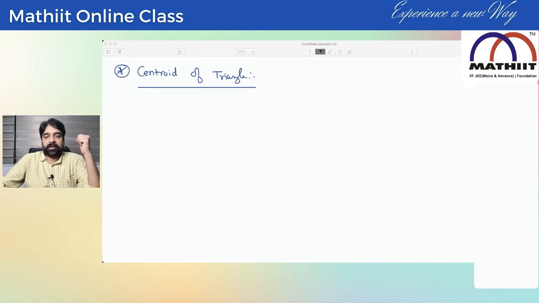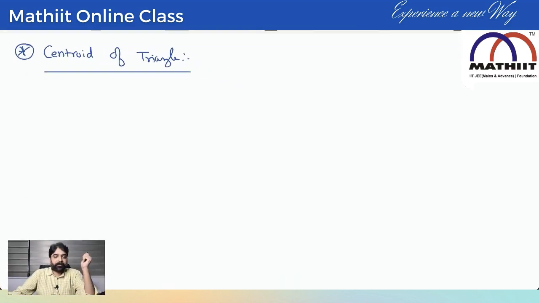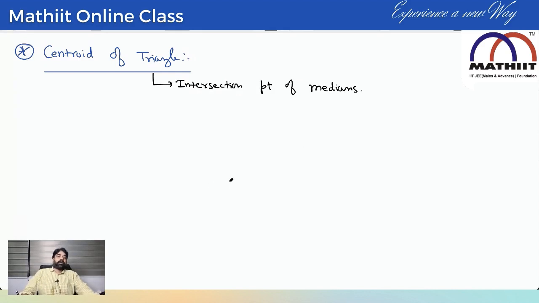Okay, one person gave an answer and it is correct. Yes, centroid of triangle means intersection point of medians. Centroid of triangle means intersection point of medians.